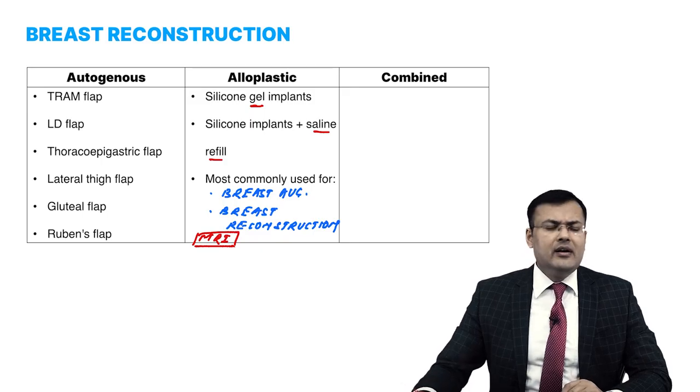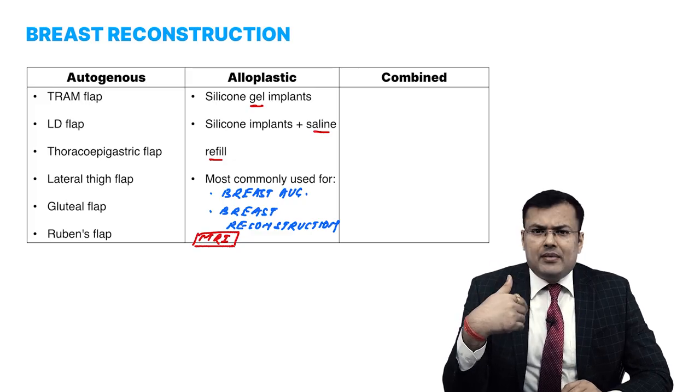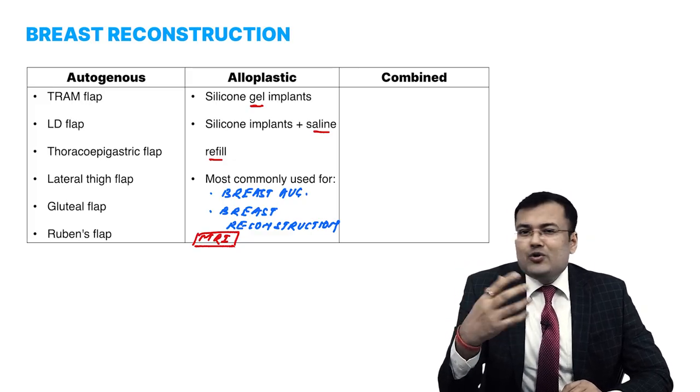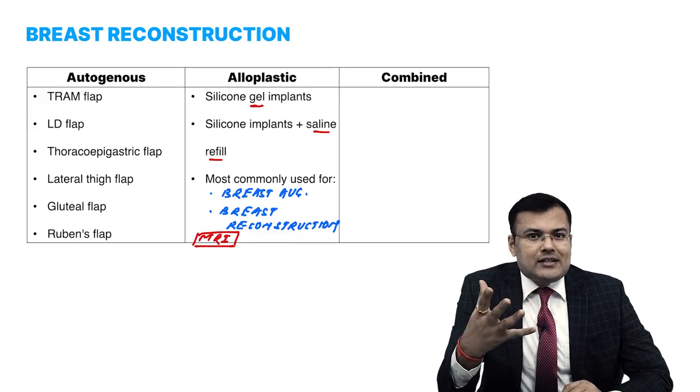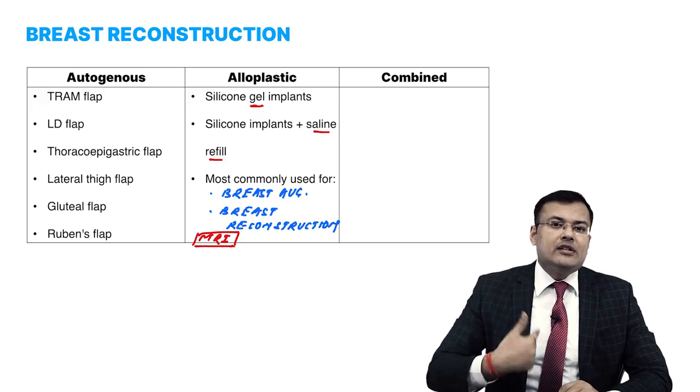Next, combined method. Imagine some female is having large breast. If you are just using flap, you can reconstruct the breast, but you cannot restore the symmetry. So that's why you are using implant also. You are using flap also. Why? To restore the symmetry.